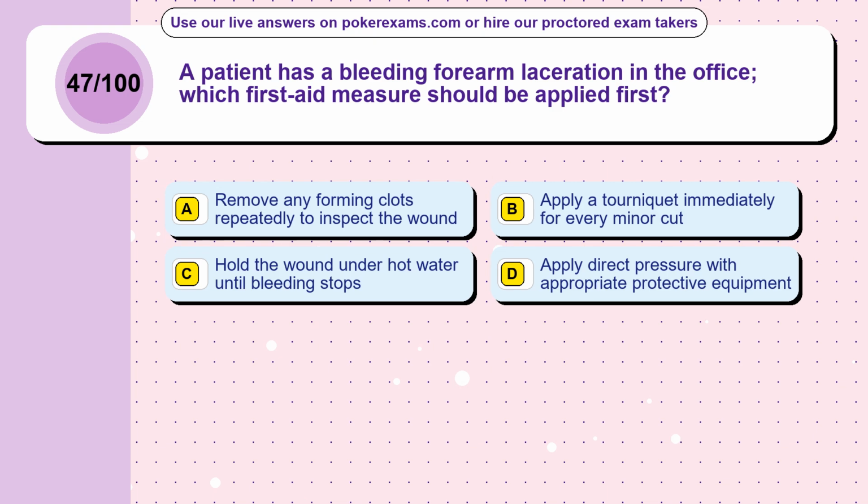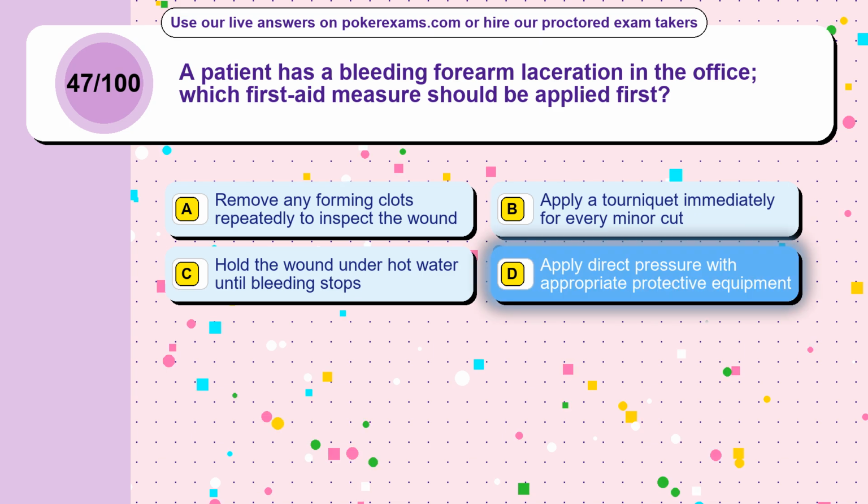Question 47. A patient has a bleeding forearm laceration in the office. Which first aid measure should be applied first? Option A. Remove any forming clots repeatedly to inspect the wound. Option B. Apply a tourniquet immediately for every minor cut. Option C. Hold the wound under hot water until bleeding stops. Option D. Apply direct pressure with appropriate protective equipment.